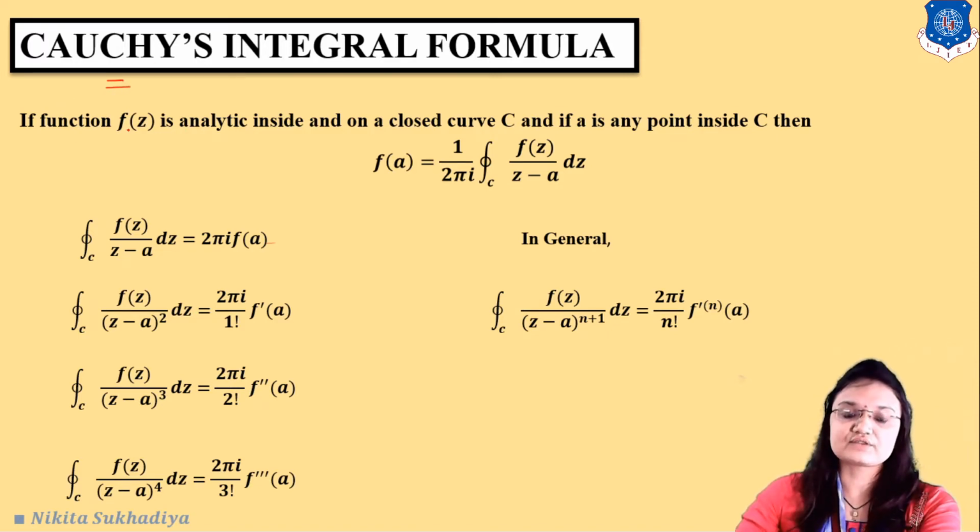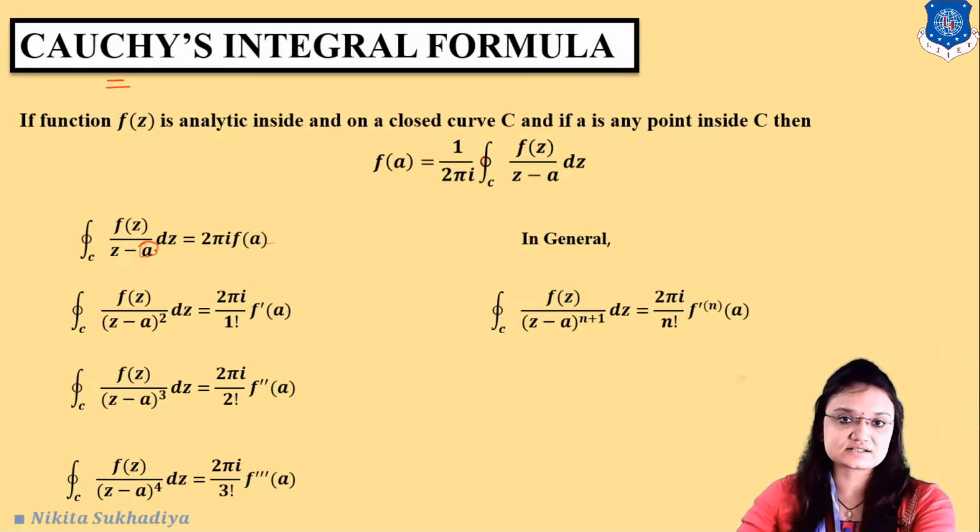If the function f of z is analytic inside and on a closed curve C, and if a is any point inside C, then by Cauchy's integral formula, f of a is equal to 1 upon 2 pi i times the integration of f of z upon z minus a dz. So if we have a question like: evaluate the integration of f of z upon z minus a dz, where a lies inside the circle C, we can use this formula, that is, 2 pi i f of a.